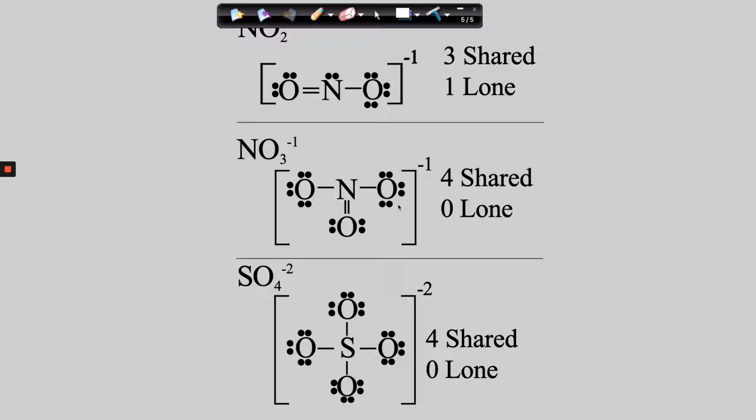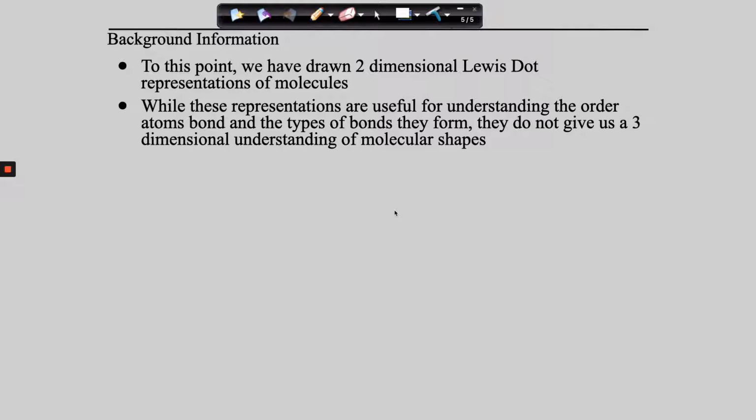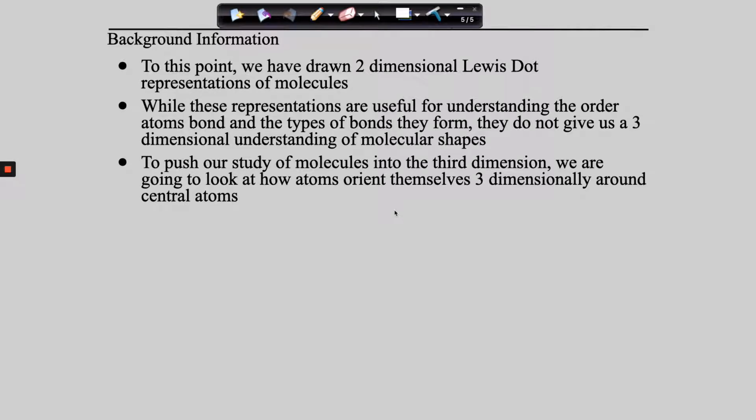So guys, as we transition then, this is where we're at and this is where we're going, and do not write any of this down. Here's where we are. At this point, we've gotten really good at drawing Lewis dot structures, these two-dimensional representations of molecules. And these are really good at what they're good at. They're really good at telling us the order that things bond. They're really good at telling us the types of bonds that form. But what they don't do is tell us about three dimensions. And that's what we're doing today. We're going to push our study of these molecules into 3 dimensions. But before we do, we've got to define some terms, and that term is electron domain.